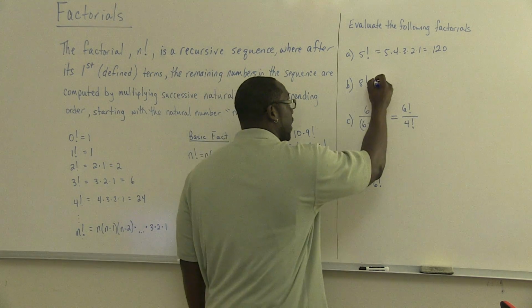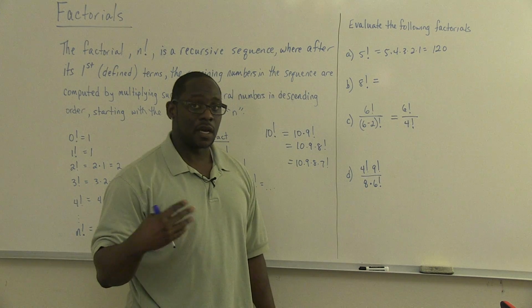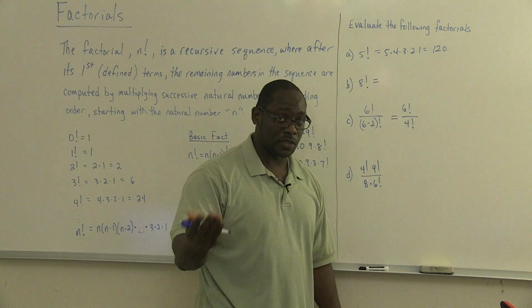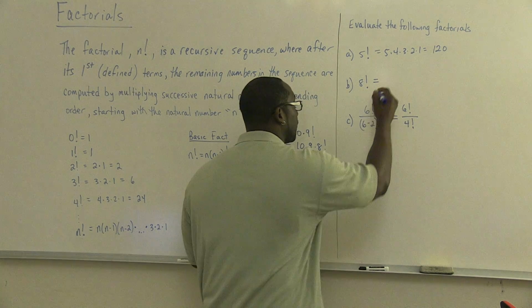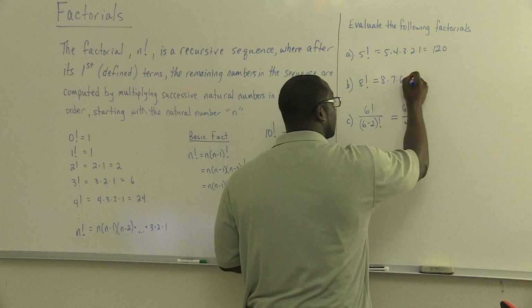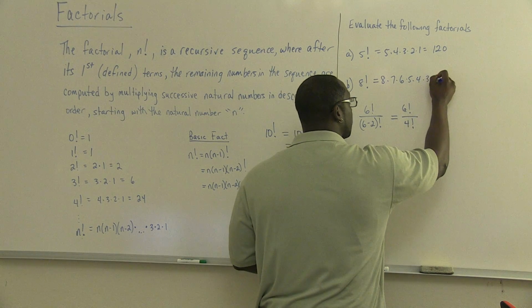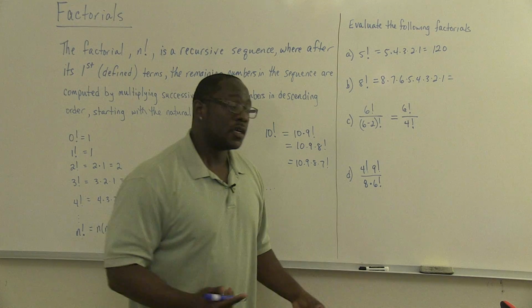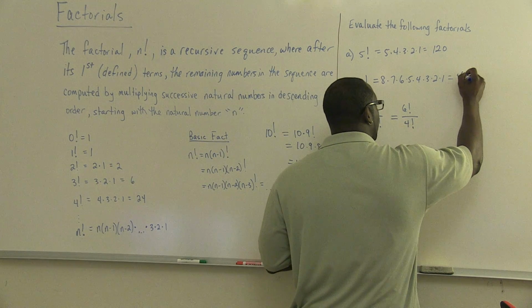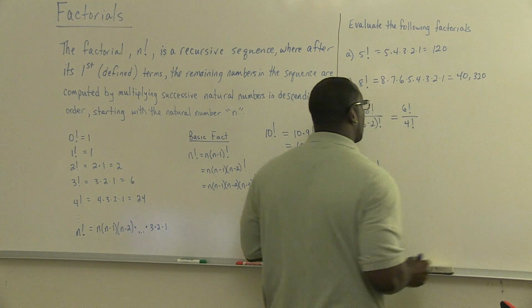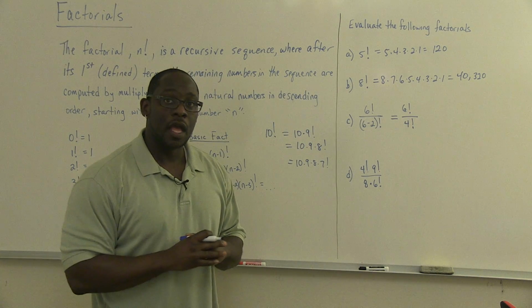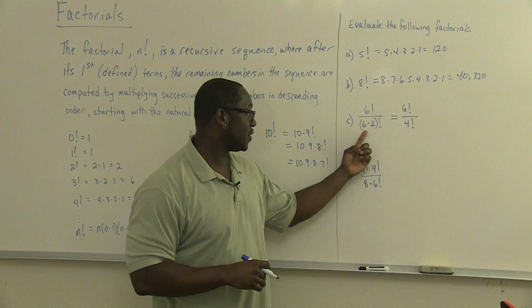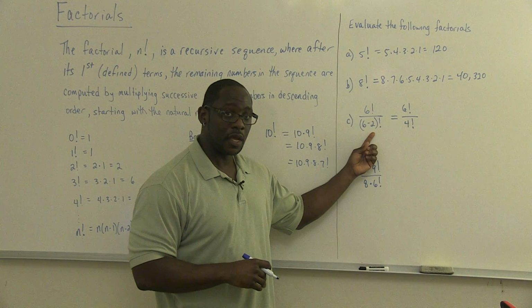So we know 8 factorial is going to be 8 times 7 times what? That's right, 6 times 5 times 4 times 3 times 2 times 1, okay? And if we multiply all those numbers out, you'll see that you end up getting 40,320, okay? Now for the next one, we see we have 6 factorial divided by 6 minus 2 factorial.